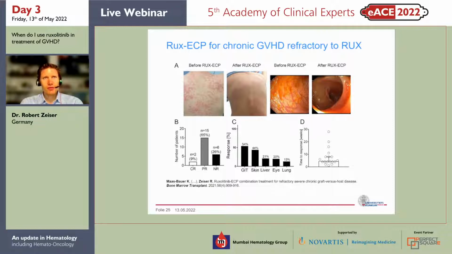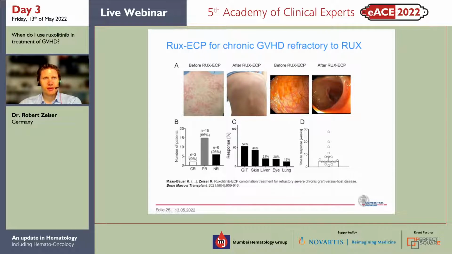So here you see an example of a patient with a very refractory skin graft-versus-host disease with this rash here that decreased after the combination of ruxo and ECP. This is before ECP, the intestinal tract, that was then healing after the ruxo-ECP combination in a patient that had been treated with more than 7 drugs.